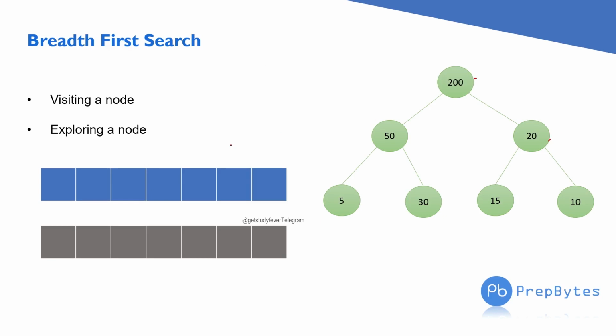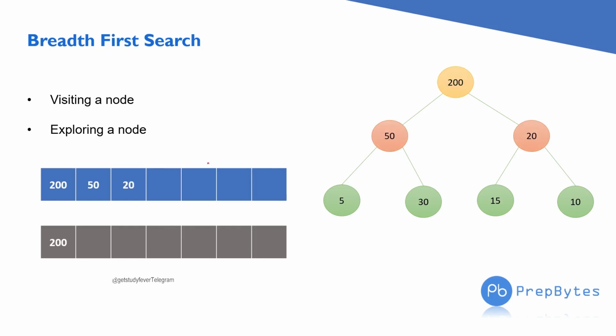So first we will start with our node 200. Just remember, red color means the node is just visited, and yellow color means the node is explored. So I am adding 200. Now in breadth first search, in the visited array, you have to add all the neighbors of 200 also. So add 50 and 20 also.